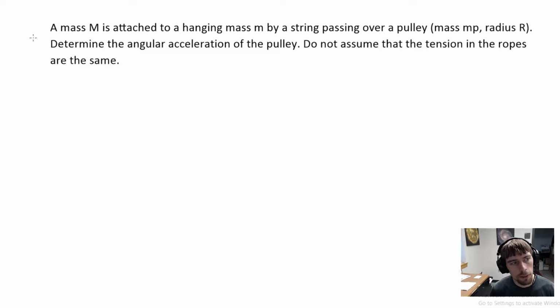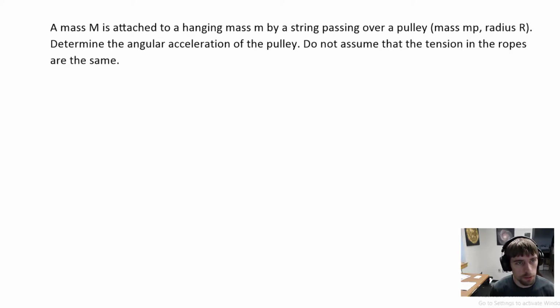Second problem, here we go. A mass M is attached to a hanging mass, little m, by a string passing over a pulley, mass M_P, radius r. Determine the angular acceleration of the pulley. Do not assume that the tension in the ropes are the same.